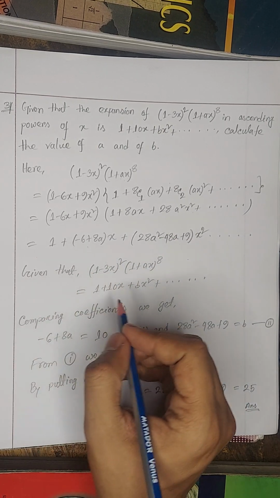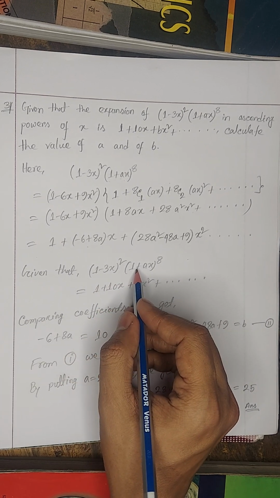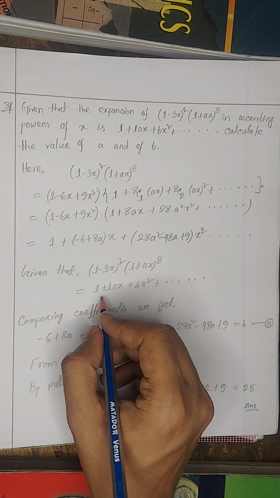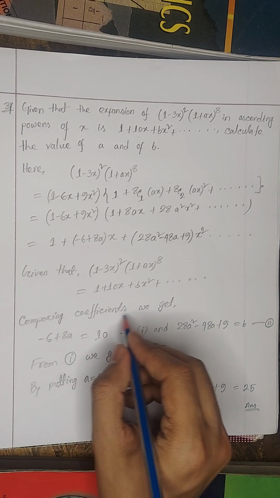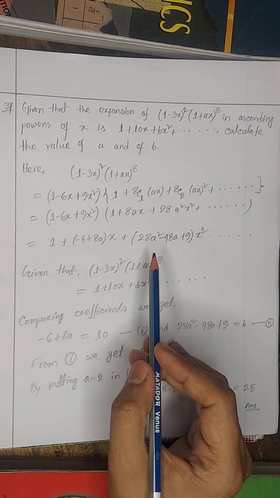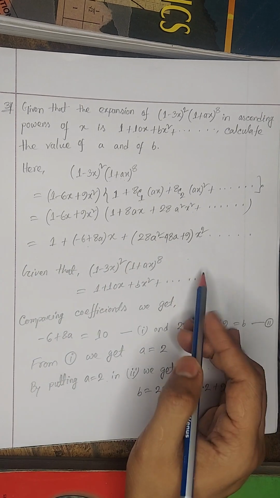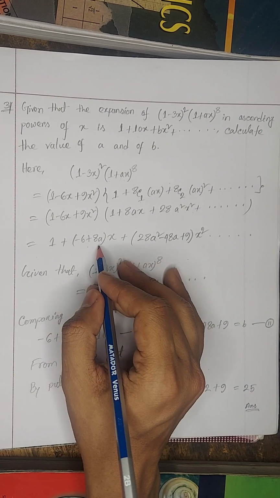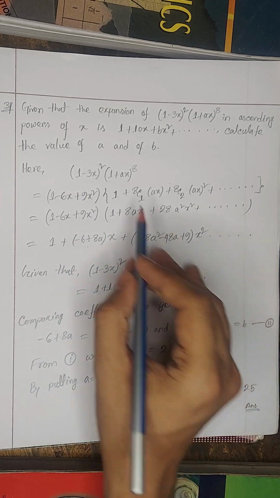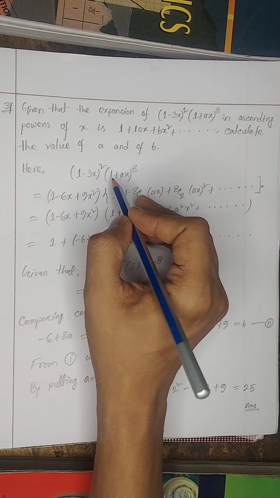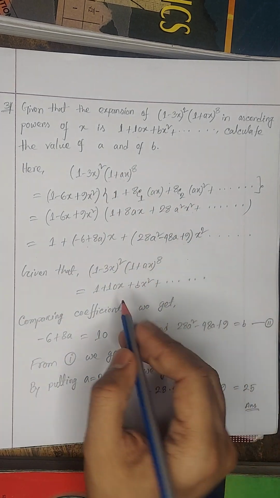And we are given that 1 minus 3x square whole square into 1 plus ax to the power 8 is equal to this expression. So we compare the coefficients on both sides, the coefficients of x square, because we found this expression from the expansion of this expression, right, we found this and we are given this.